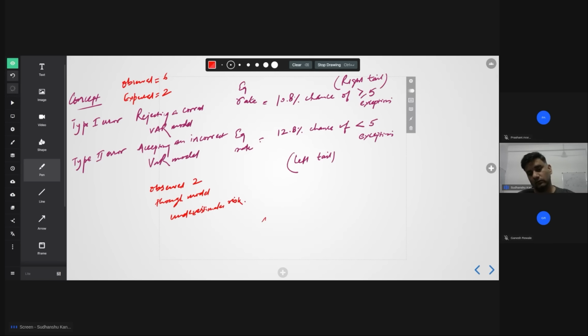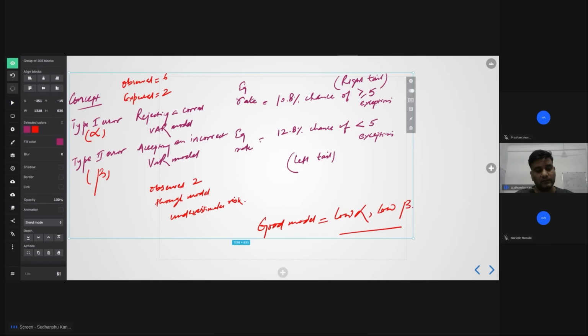Good model, I told you. Low alpha, low beta. You have to maintain a balance. Generally, you focus on getting low beta, but overall low alpha, low beta, right? So that's what we have. I think this is also done. Then I don't think there is anything else. We need type 1 error, rejecting an accurate model.